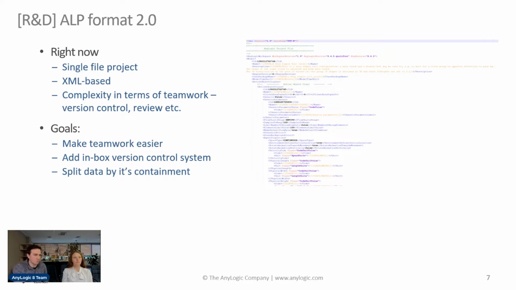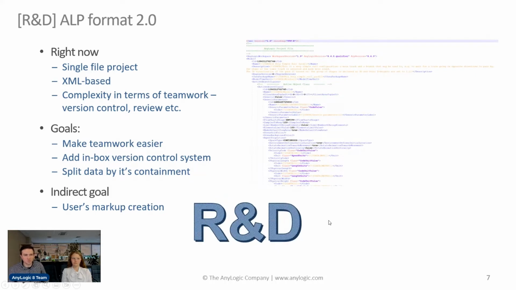One indirect goal for this is the ability to give users, in our libraries, the option to create their markup. It's not a direct goal, but I think that the splitting of data could help us add some markup creation tools. As for implementation, right now we are still gathering all information and details, so it's sure it's R&D. And as we already mentioned AnyLogic libraries, I would like to give the word to Anastasia to tell about our industrial libraries.